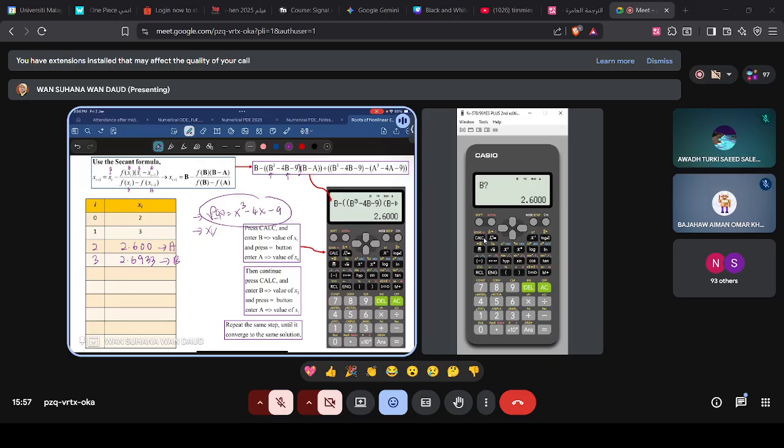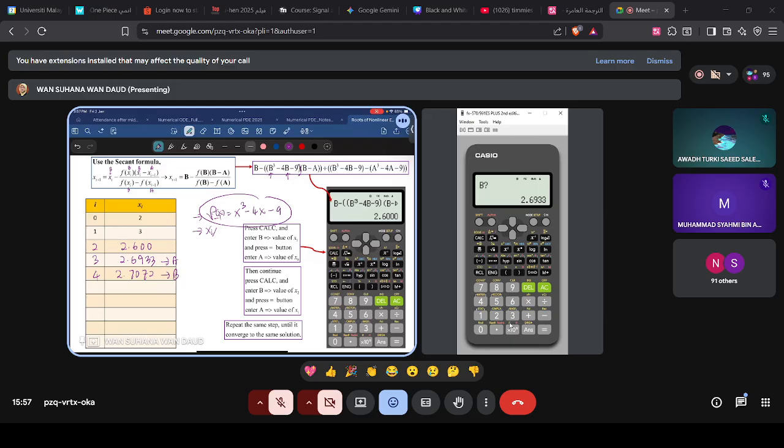Now this one will be B, this one will be A. Press CALC. What is the current B? It is 2.6933, equal. The current A is 2.600, equal. You got 2.7072. Now this value will be B, this value will be A. Just press CALC again until you get the value.